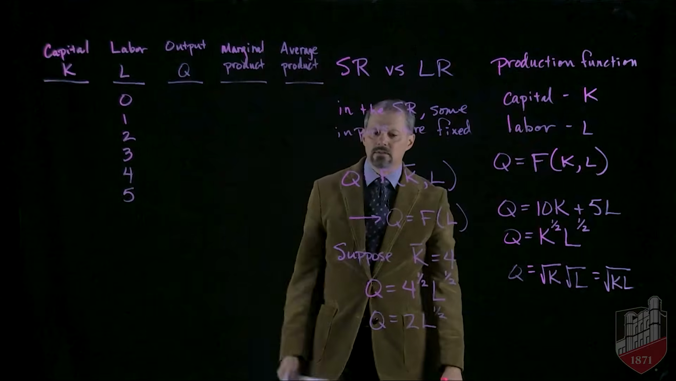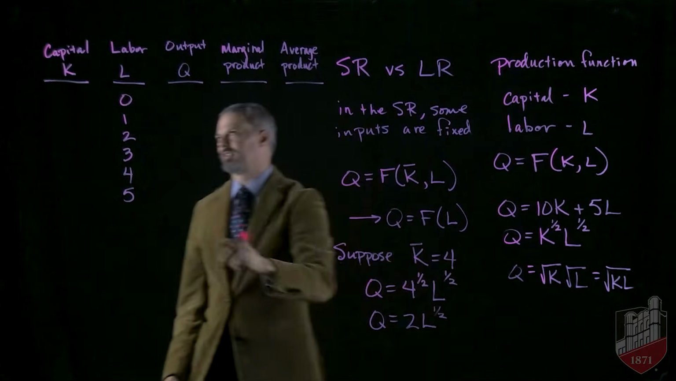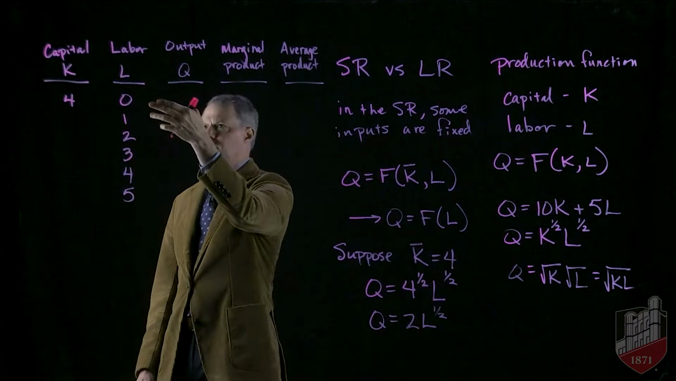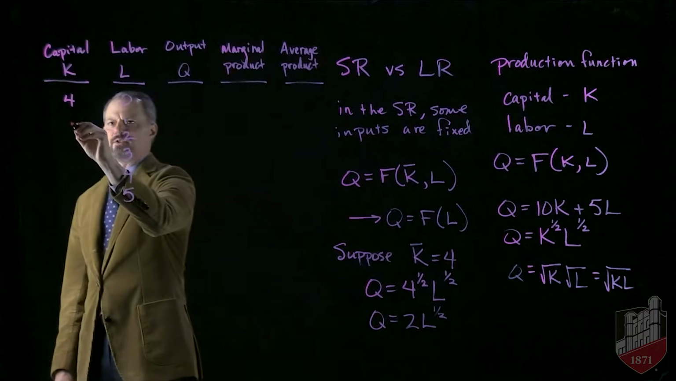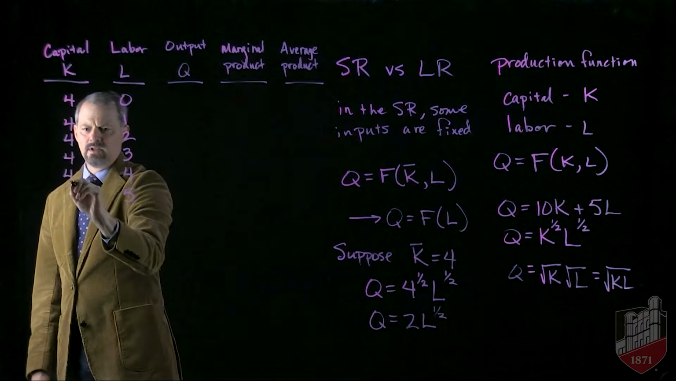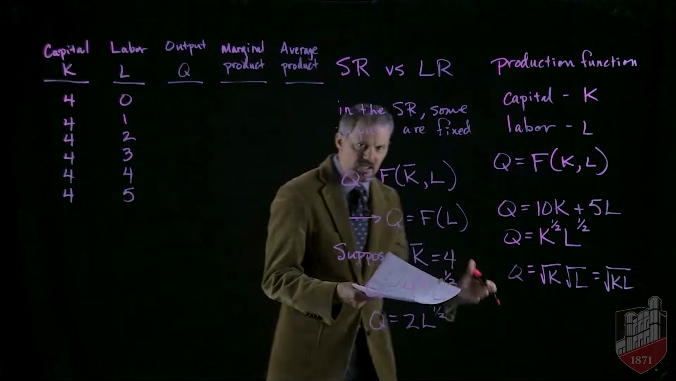Now capital is stuck at 4, right? I've assumed that capital is 4, and I've got 4 units of capital whether I'm using 0 units of labor or 5 units of labor. So this doesn't change. It's a fixed input. A fixed input means that it doesn't change. Okay?